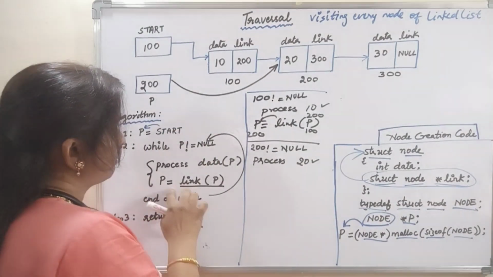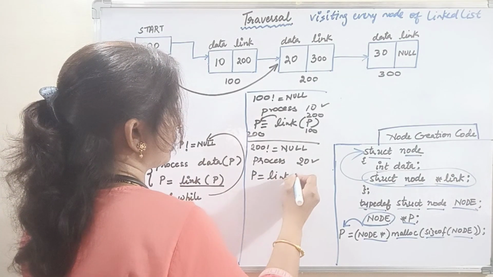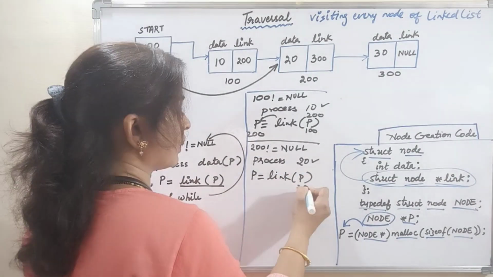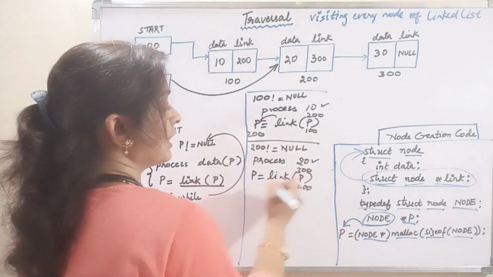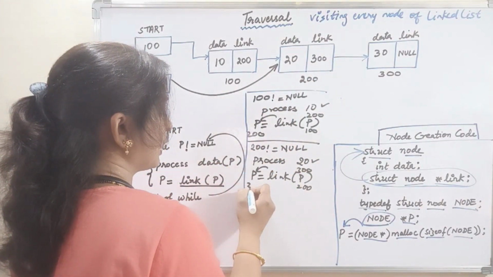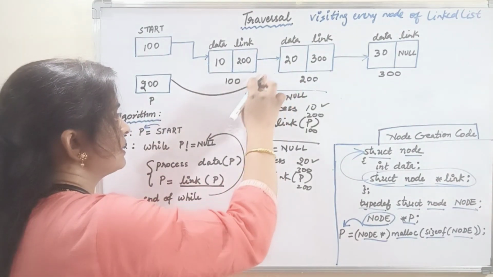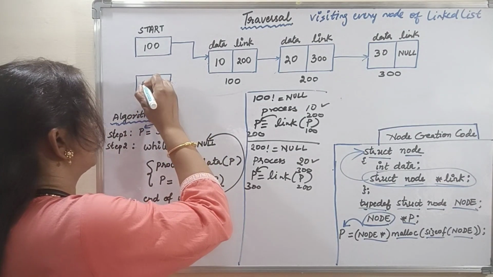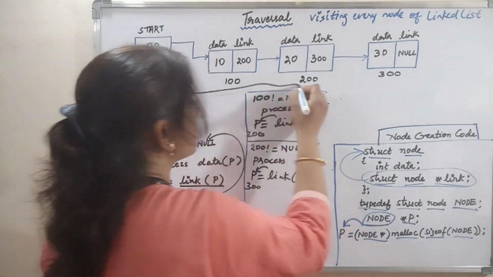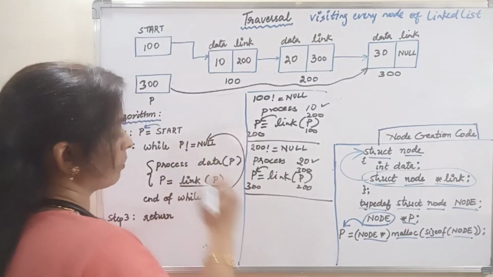Next line, P equal to link of P. So right now what is P? P is 200. Link part of 200 is 300. Store that to P. Now P is 300. Now P is how much? It is 300. So now P is pointing to 300. Again, go back.